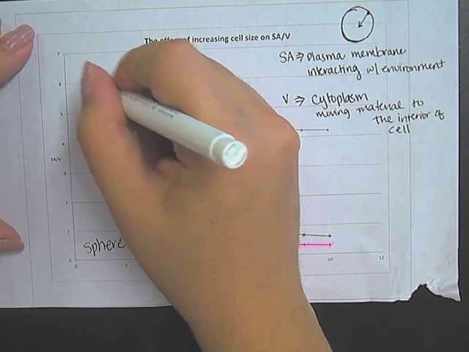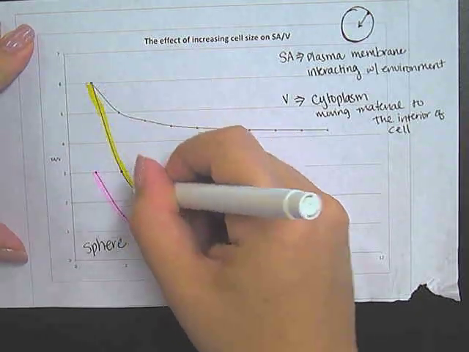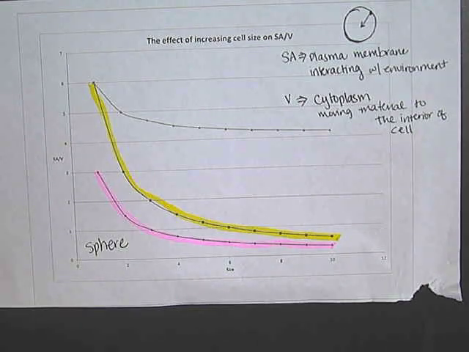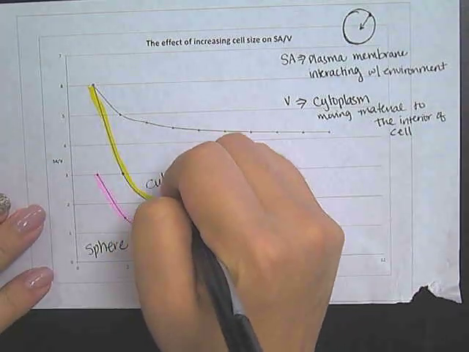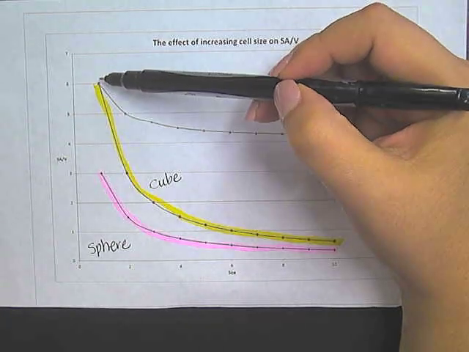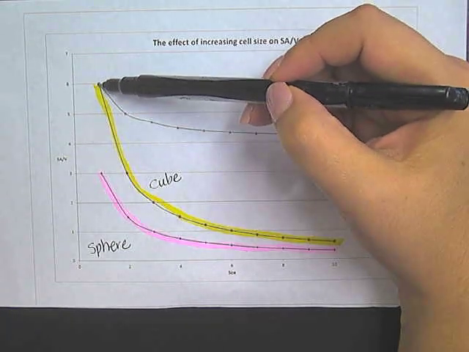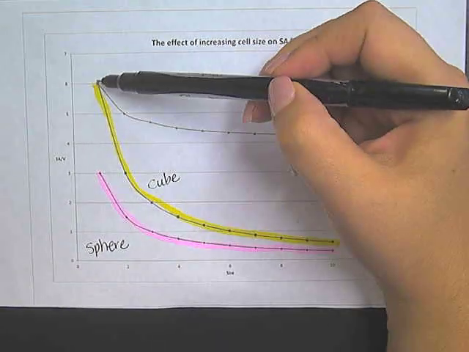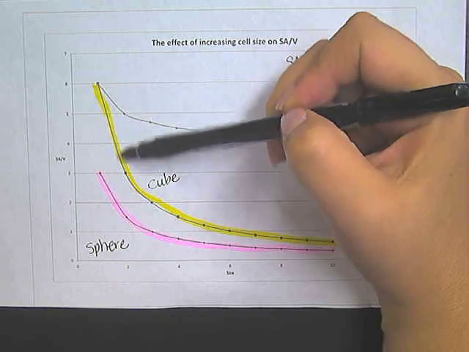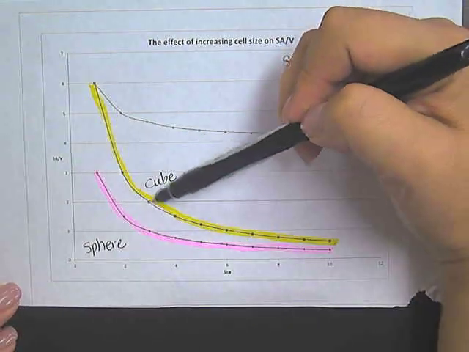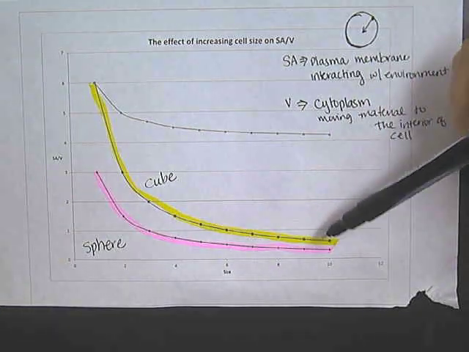Next, this line right here represents the surface area to volume ratio of a cube-shaped cell. So you'll notice that the surface area to volume ratio starts much higher. It starts at 6. But when you increase the size of the cube from 1 to 2, our surface area to volume ratio goes from 6 to 3. So it still gets cut in half. Very, very steep slope. And then it does begin to taper off some.